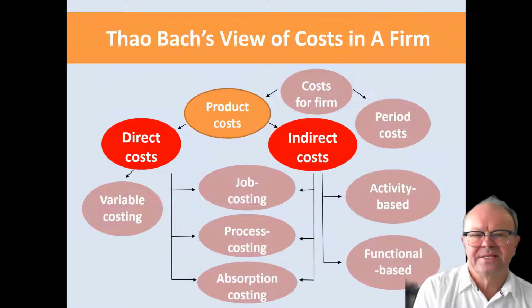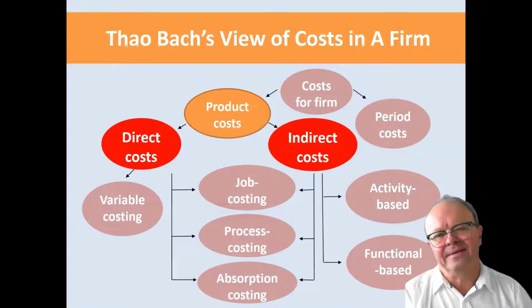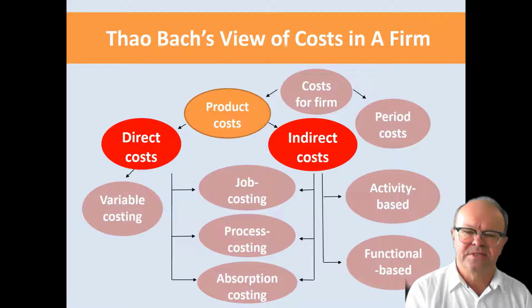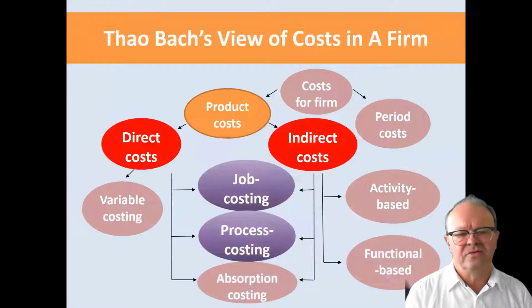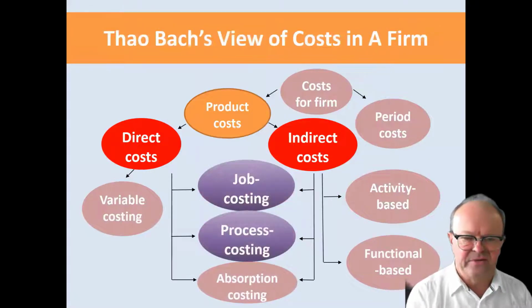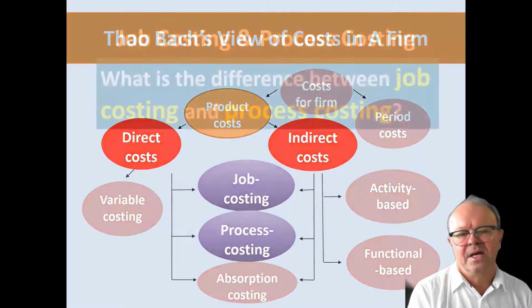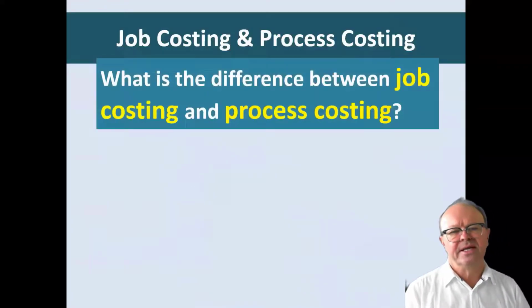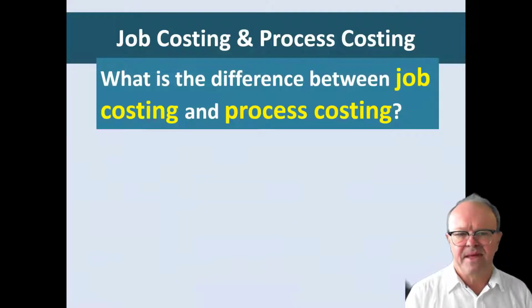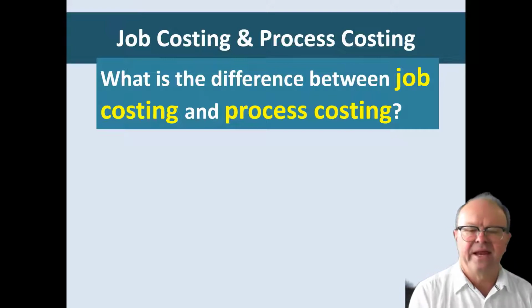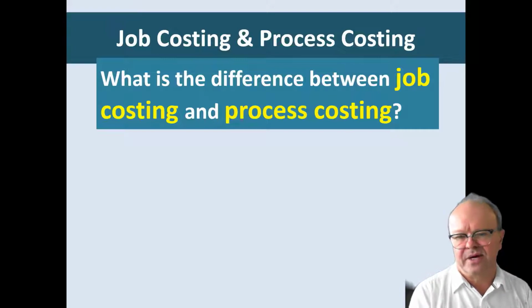So direct costs, that's simple. Everybody will allocate them the same way, basically, it's obvious. But indirect costs require some judgments, and for the allocation of the direct and indirect costs, we have various systems to allocate costs. And one is the job costing and process costing methods. So what is the difference between job costing and process costing for allocating direct and indirect costs to products?